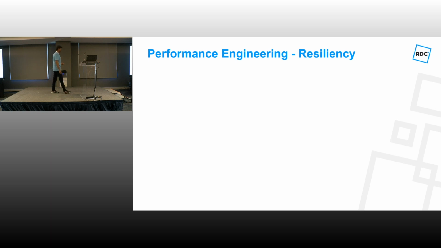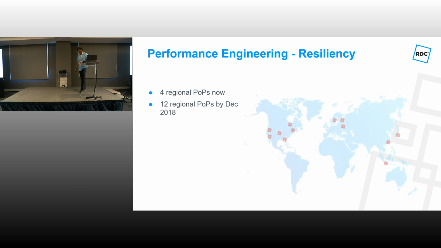So next we're looking at engineering resiliency. So currently, Roblox has 4 regional POPs. So a POP, or a point of presence, is a place where Roblox connects to the general internet. So currently, we have 4 POPs, one each in Chicago, in Ashburn, Virginia, in San Jose, and in Hong Kong. And by the end of the year, we're going to have 12 POPs all around the world.